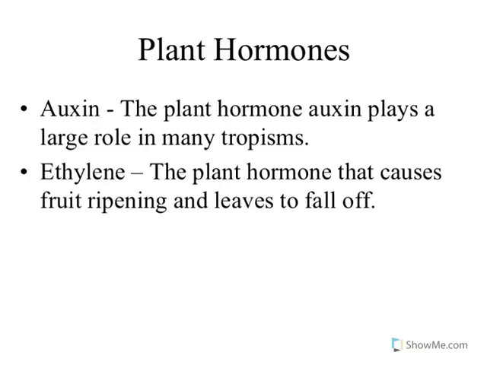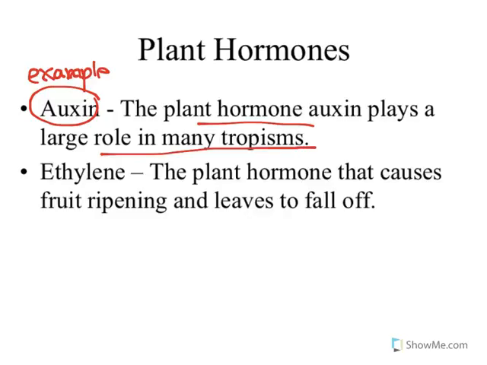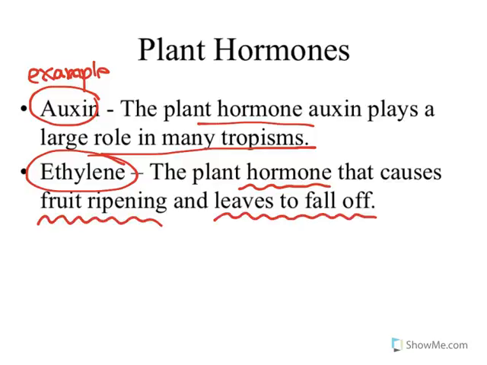So let me just quickly go through two very common examples of plant hormones. Auxin is one example of a plant hormone, and this hormone plays a role in tropisms, which we're going to talk about. Ethylene is another example of a hormone that plants can produce. And this hormone causes fruit to ripen and can cause leaves to fall off during the summer or during the fall.